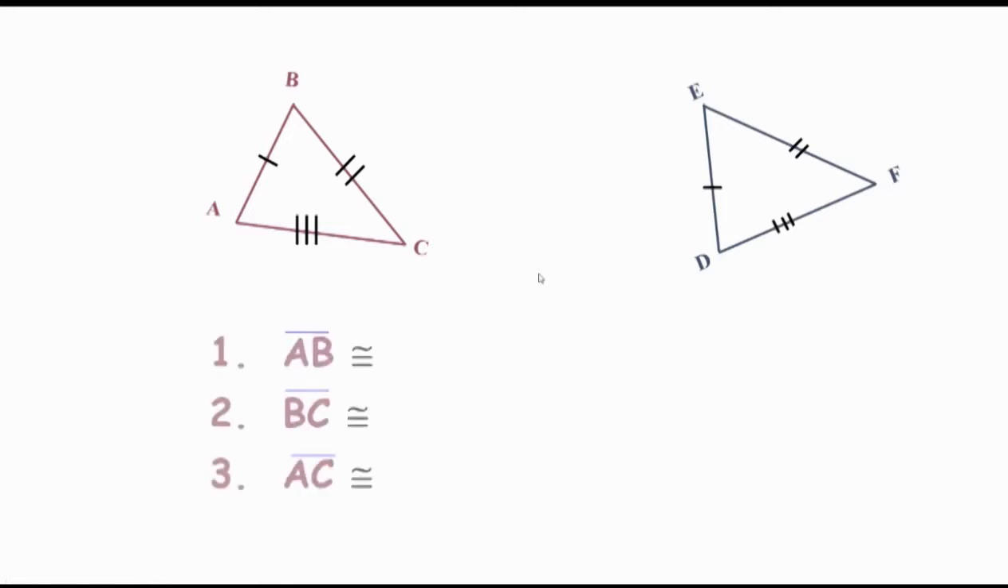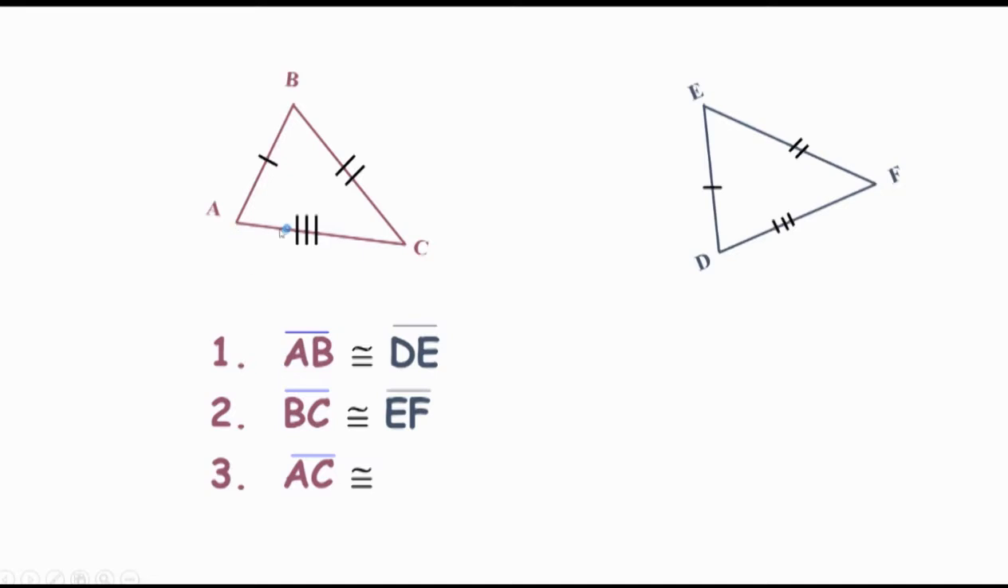So let's ask ourselves this question: side AB, it has one slash. Which side of the other triangle is corresponding with side AB? That will be side DE. Next question, side BC. How many slashes does it have? It has two slashes. We need to find the side of the other triangle that has two slashes, and here it is, EF. So we'll say side BC is congruent to side EF.